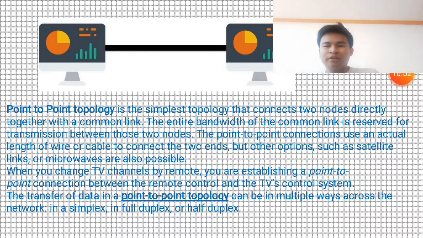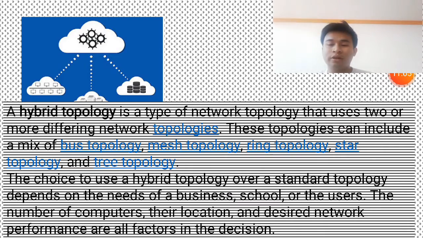That's how the data is transferred. So in point-to-point topology, there are multiple ways across the network: simplex, full duplex, or half duplex. So next, hybrid topology.